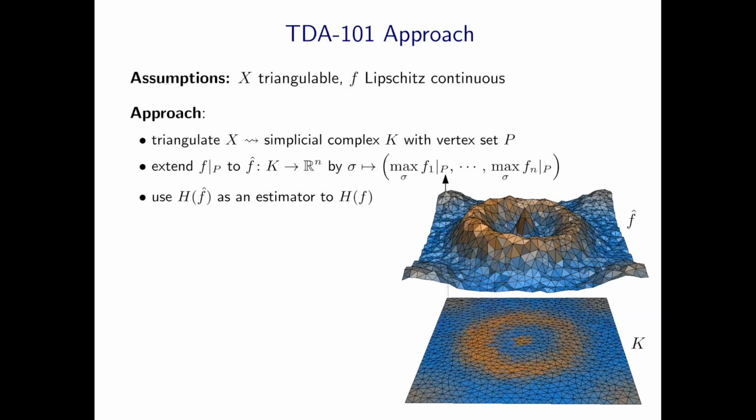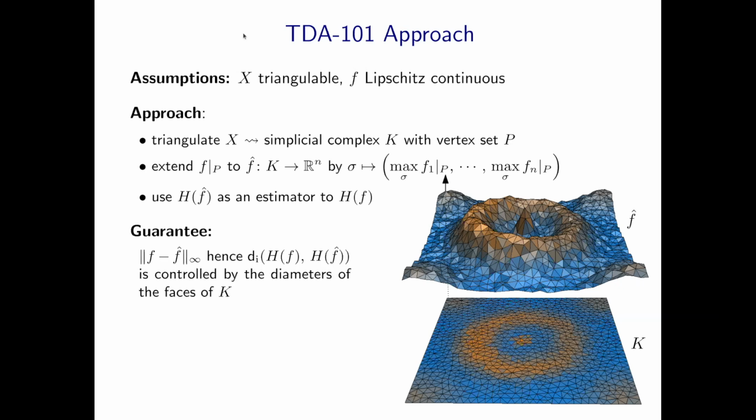And then from this PL approximation, if you compute its persistent homology, we know from the stability of persistent homology that the persistence module you get from this triangulation will be as close as possible to the persistence module of the sublevel sets of the true function, where the distance between the two will be driven by the diameter of the mesh elements. So this is really TDA 101 level.